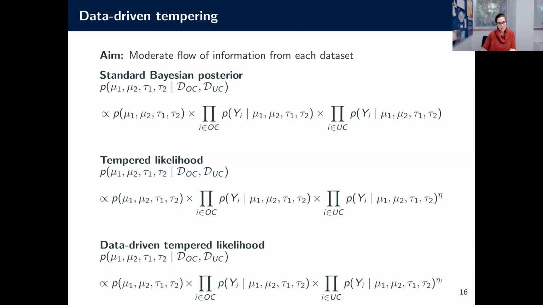The way that we did this is the following. You can imagine this is your standard model where you have some priors about your parameters, and then you have a big likelihood. Many of the points in the likelihood come from the data set that's reliable, that only has observed confounding. And some of the terms in your likelihood come from the part of your data that may have unobserved confounding.